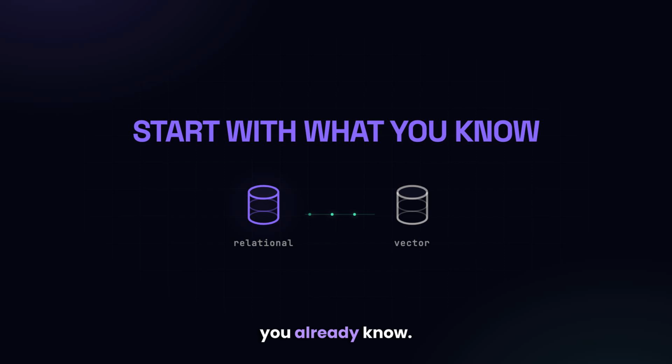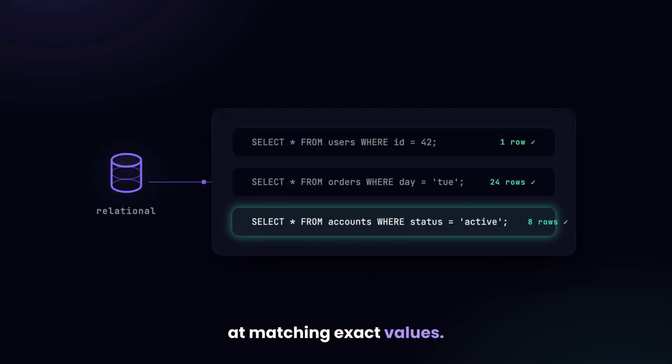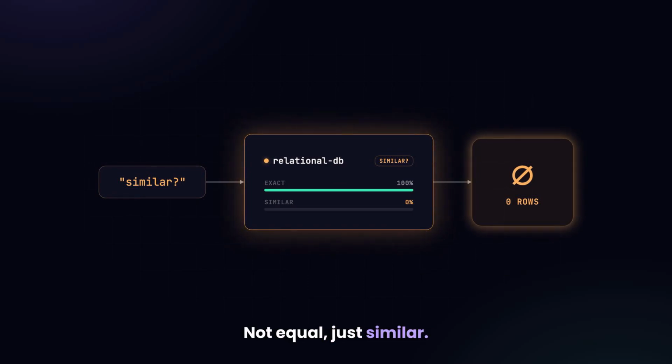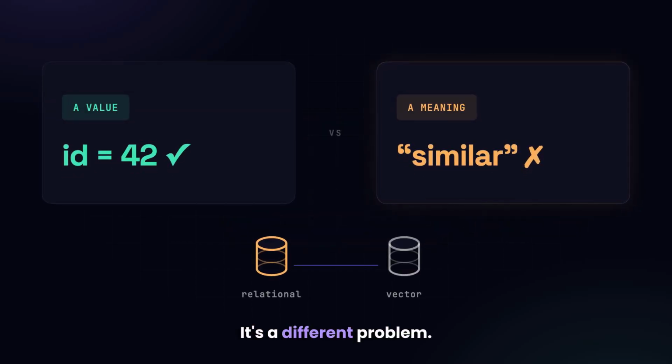Start with what you already know. A regular database is great at matching exact values. Find user 42, get last Tuesday's orders, show every account marked active. But ask it for something close in meaning, not equal, just similar, and it has nothing to offer. Similar isn't a value you can match. It's a different problem, and it needs a different kind of storage.